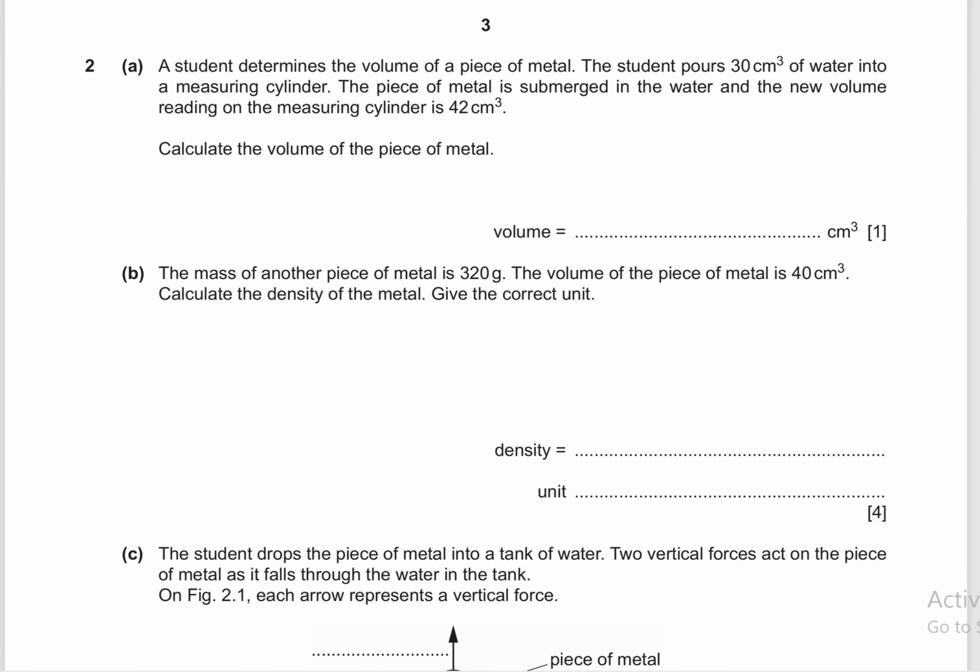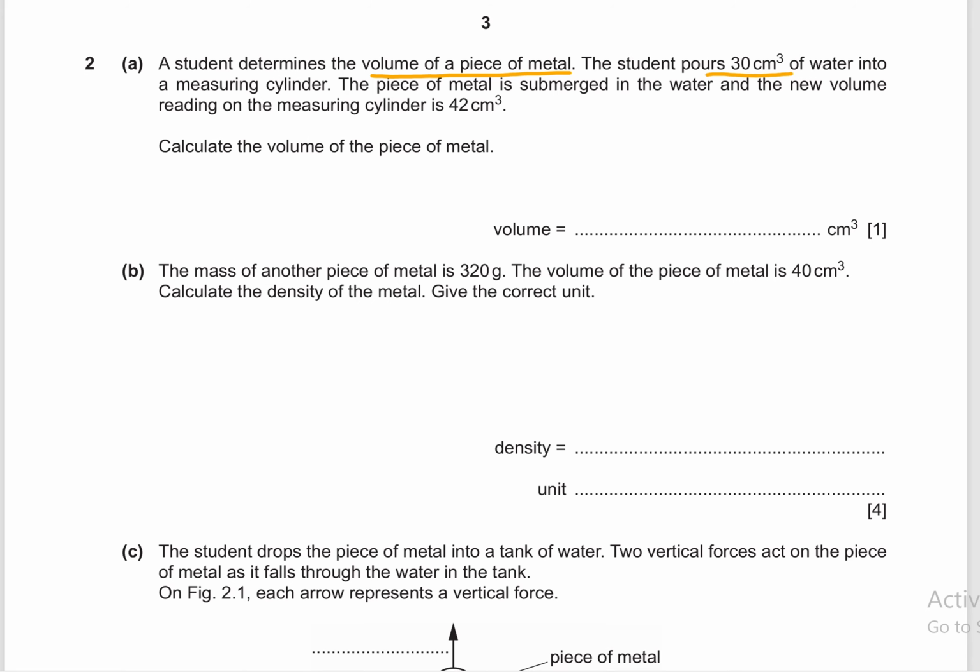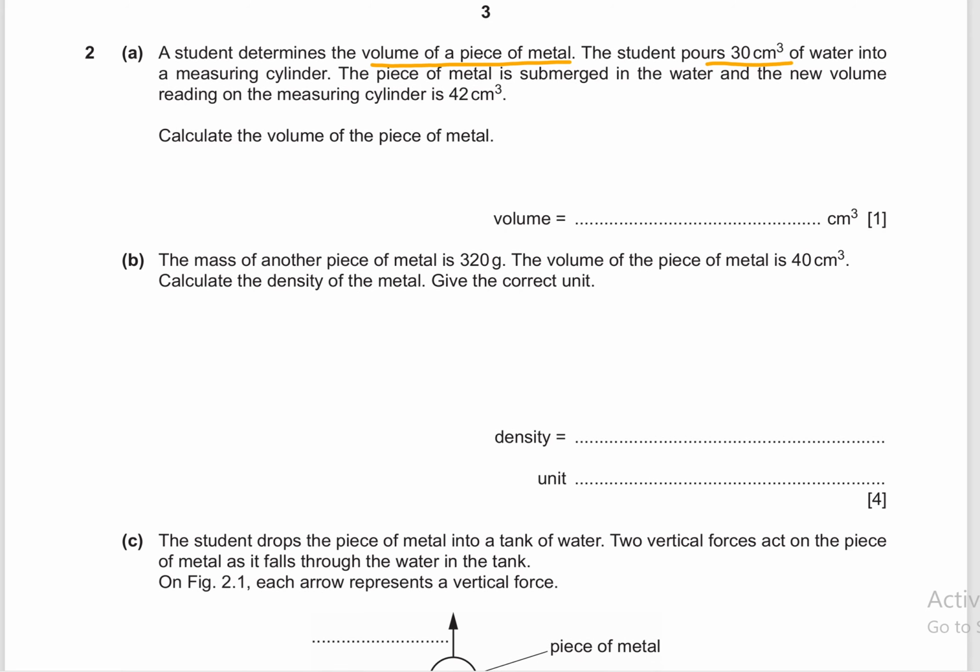Now in question 2 it says a student determines the volume of a piece of metal. The student pours 30 cubic centimeter of water into a measuring cylinder. The piece of metal is submerged in the water and the new volume reading on the measuring cylinder is 42 cubic centimeter. Calculate the volume of the piece of metal.